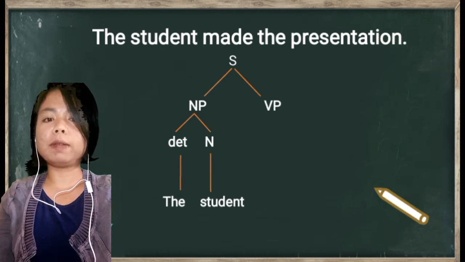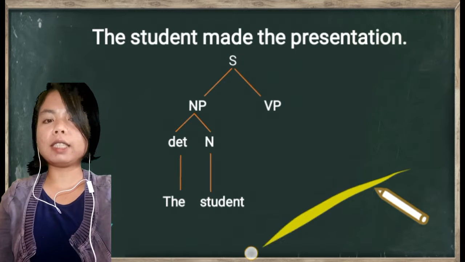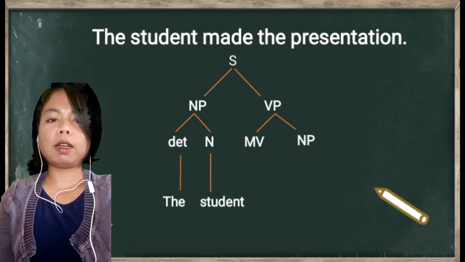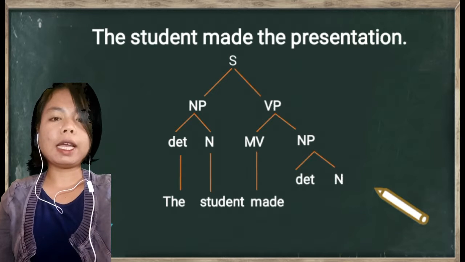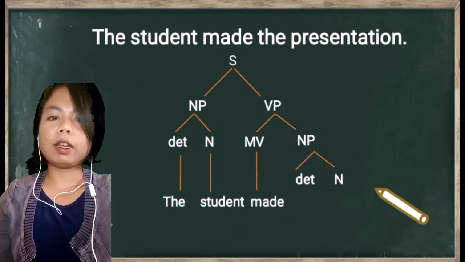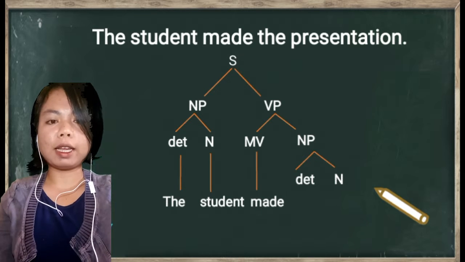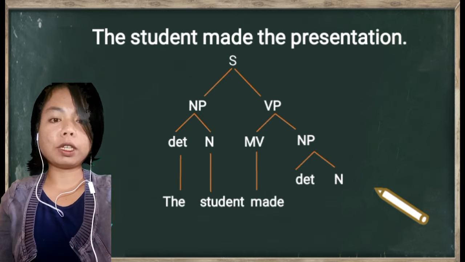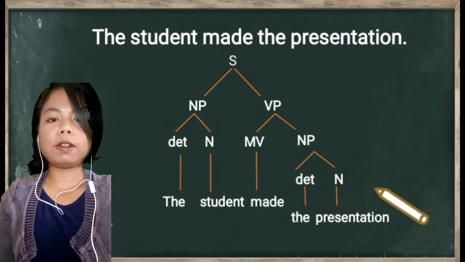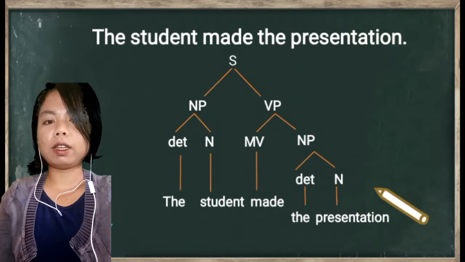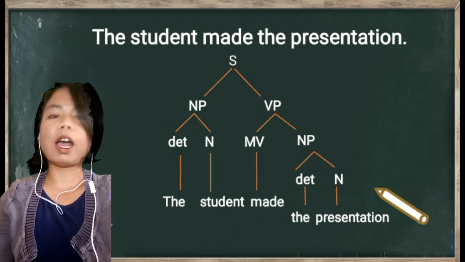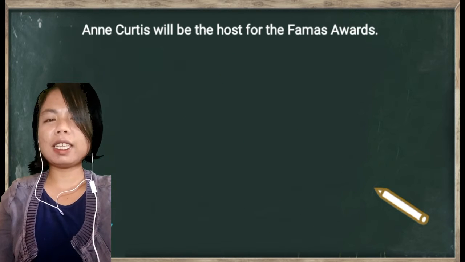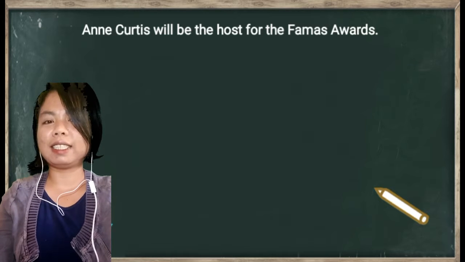Now let us proceed with the verb phrase. The verb phrase is divided into the main verb and the noun phrase, which includes the determiner and the noun. Now for the main verb, the word is made, and for the determiner under the noun phrase, it is the word the, and the noun is the word presentation. Now let us go ahead and proceed on our next example, which is a little more complex sentence.